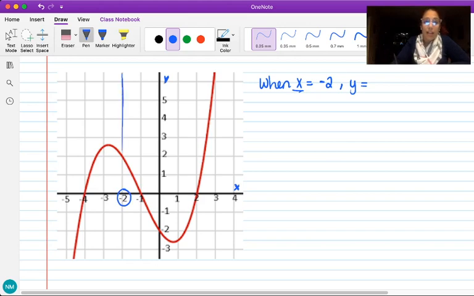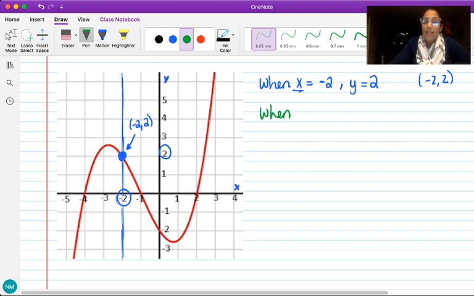This is the line that goes through x equals negative 2. Where is my function? My function is right there, right? My equation at negative 2 is right there. This point is negative 2, what? Positive 2. So the answer is when x equals negative 2, y equals 2. So the point is negative 2, 2. Let's try another one.